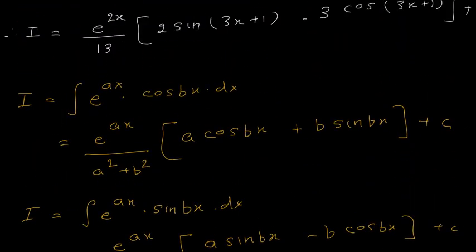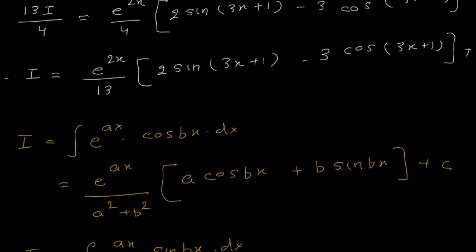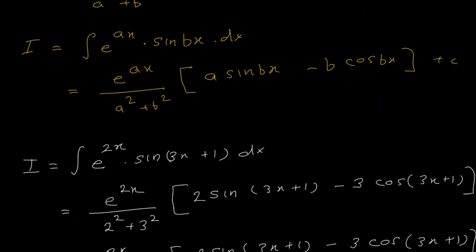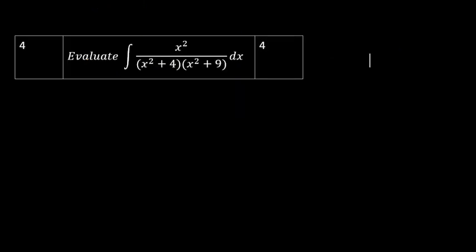You can consider this as one particular type of problem in which you have e power ax into cos bx or e power ax into sin bx, and this is the way you can solve. Now in some of the books you will find that they have taken sin 3x plus 1 as u and e power 2x as v, so no problem, by that way also you can solve the problem. Now we will move to the next question.